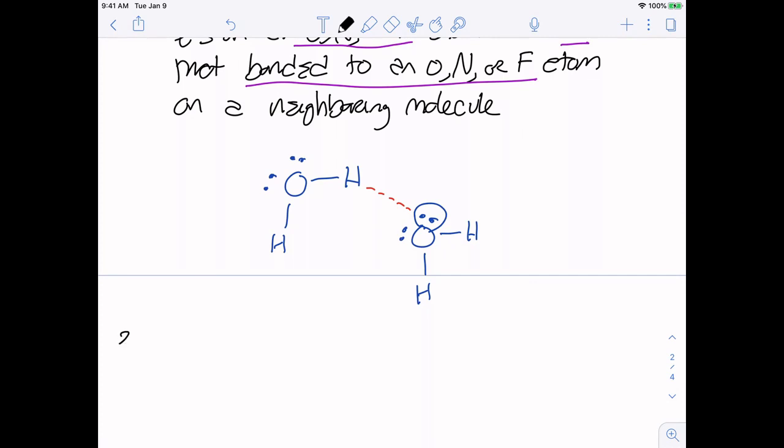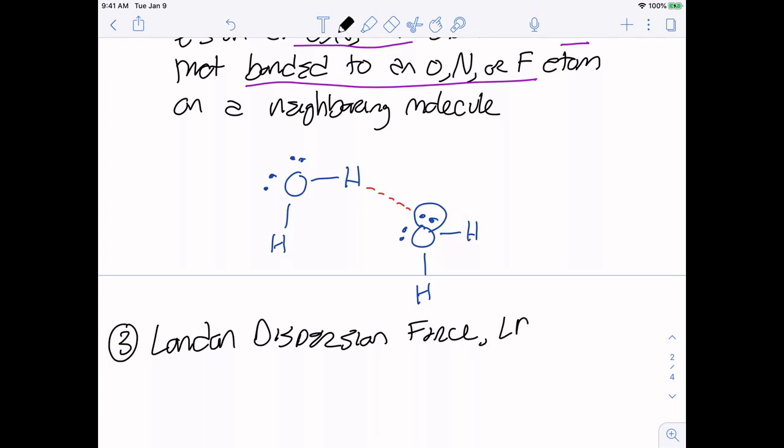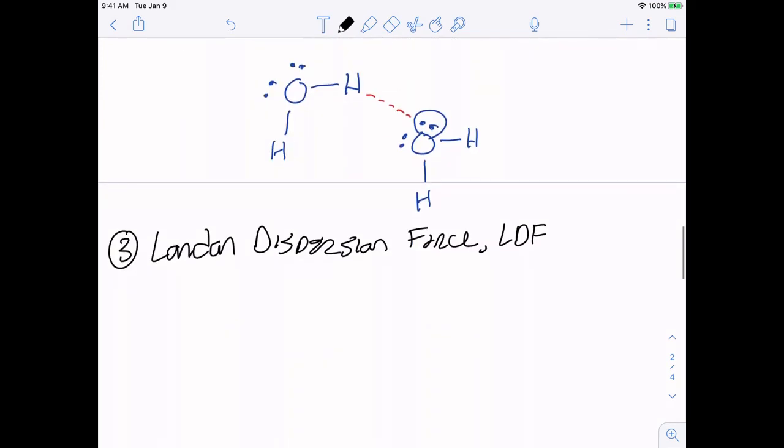Our third one are London dispersion forces, which actually has several different names. This is the one that I use. I'm going to use LDF as my abbreviation. But sometimes they're just called dispersion forces. Sometimes they're just called London forces. Sometimes they're actually called induced dipole forces versus dipole. They all mean the same thing. You can use any of those versions if you want. This is the one that I'm going to use.